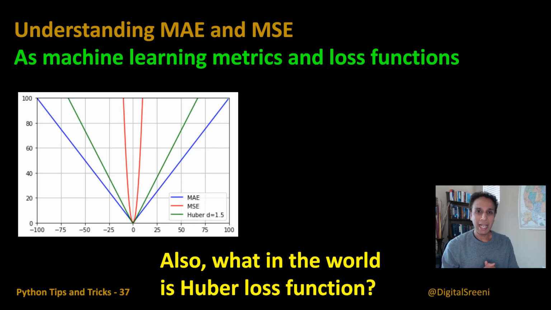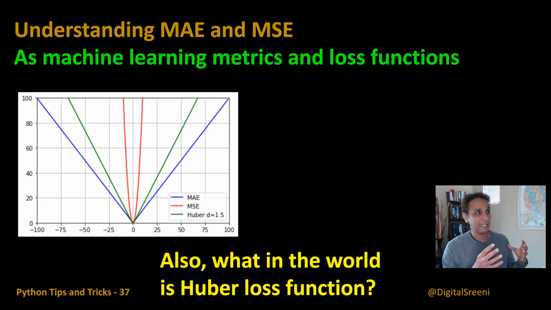Hi everyone, I'm back with another topic that's related to Python or machine learning, and in this case I'm going to focus on defining the terms mean absolute error and mean squared error. You probably know what they are, but let's just put them in the context of machine learning, how they can be good metrics, and also how they can be used as good loss functions.